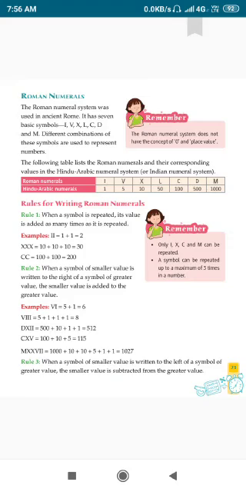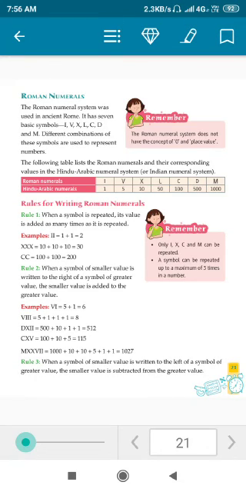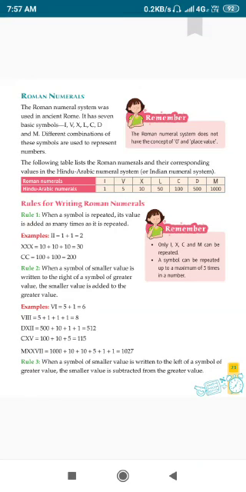Some rules for writing Roman numerals. Only I, X, C and M can be repeated. Second, a symbol can be repeated up to a maximum of 3 times. Third, I can be subtracted from V and X only, whereas X can be subtracted from L and C only. At last, C can be subtracted from D and M only.